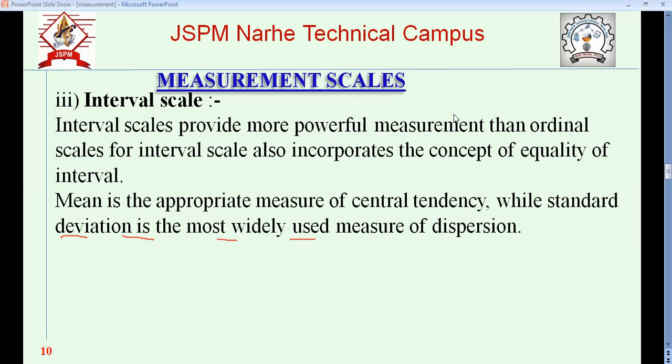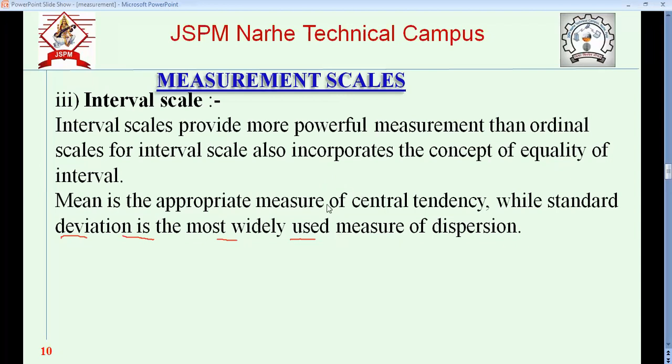So if you compare the interval scale, obviously it is better than the ordinal scale because of the equal intervals, but it still has some problems that will be taken care of by the next scale.